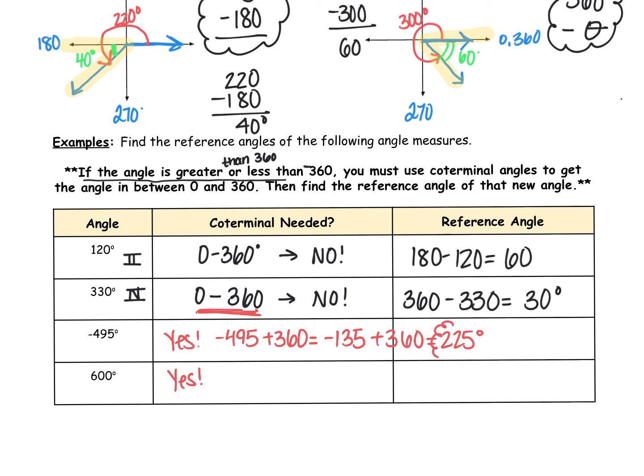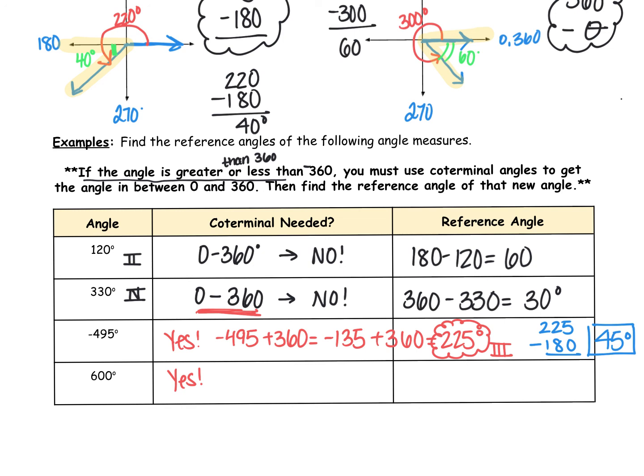So now this angle is much better to work with. That's a quadrant 3 angle. And the rule to find a reference angle in quadrant 3 is you take the angle and subtract 180. So 225 minus 180 will give me a reference angle of 45. So you cannot use these reference angle rules up here until you get your angle to be in between 0 and 360.